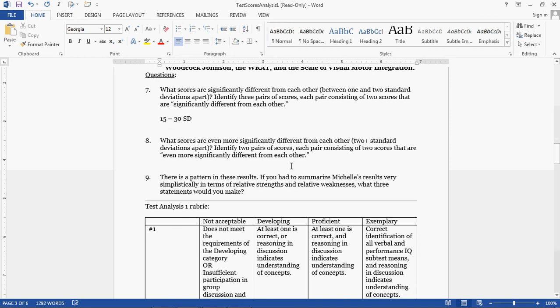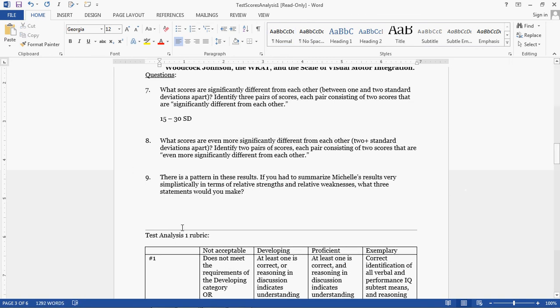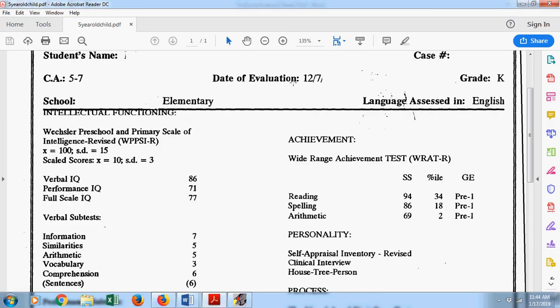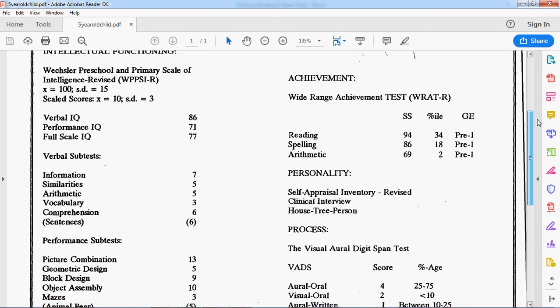And I'm going to let you do 8 on your own, but it says more significantly different from each other. So what score does it have to be? And then there is a pattern in these results. So summarize your results in terms of strengths and weaknesses. So you want to go back to your tests and look and see.